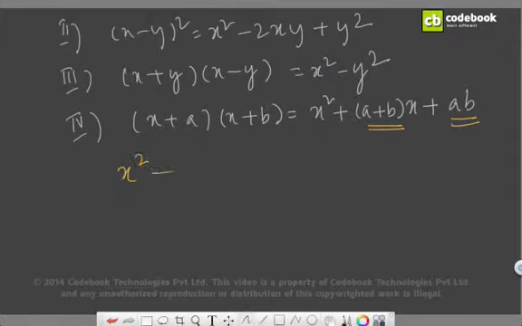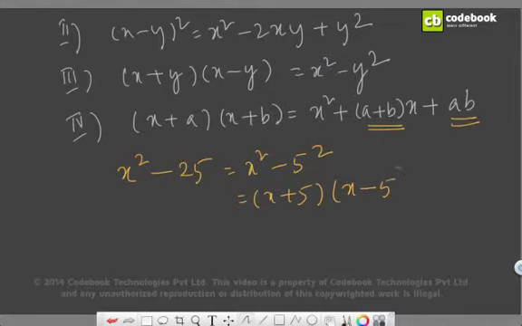If you are given x² − 25 and you are asked to factorize this polynomial, you observe this is in the form of x² − 5², and you know from identity 3 that x² − y² is (x + y)(x − y), which here is (x + 5)(x − 5). So this is how you can factorize that polynomial.